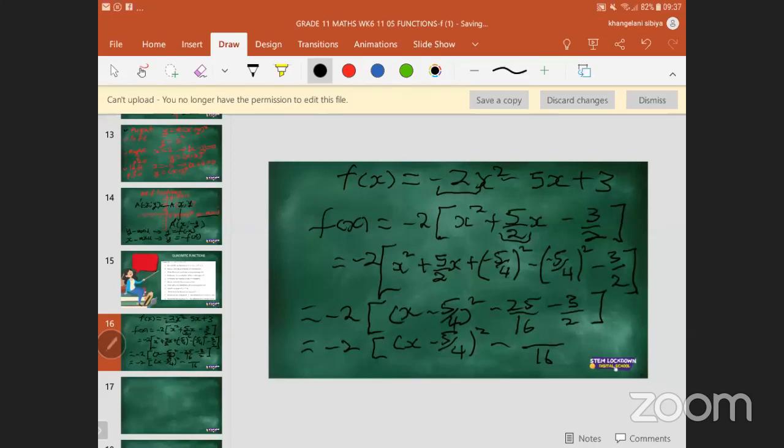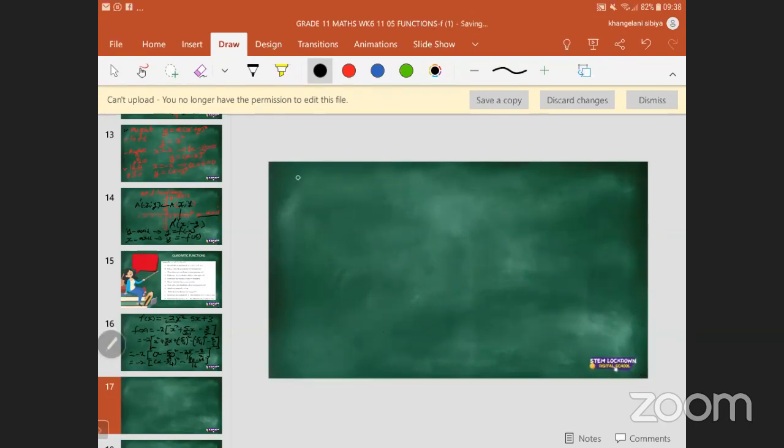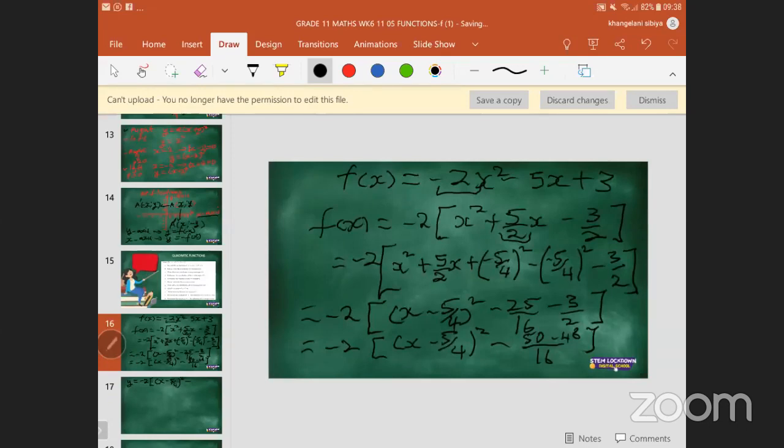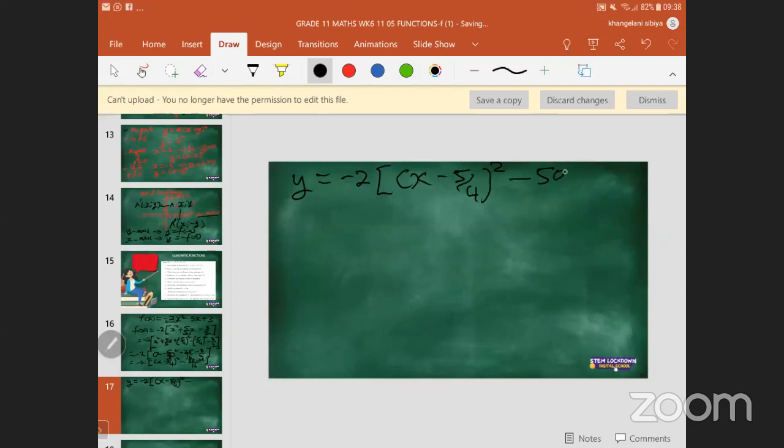Minus 50. Okay, then what you do here, you cross multiply. This will be 2 times this one, obviously 50. This times this will be negative 48. Then you close the bracket. Then let's remove the bigger bracket now. This will be your y equal to, let me first rewrite this one. This is x minus 5 over 4 all squared minus. So as you would see, it's 50 minus 48, all over.